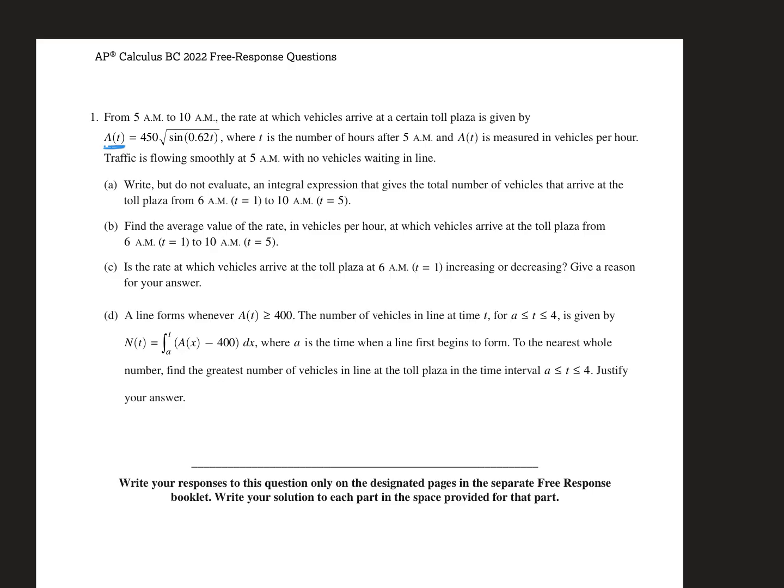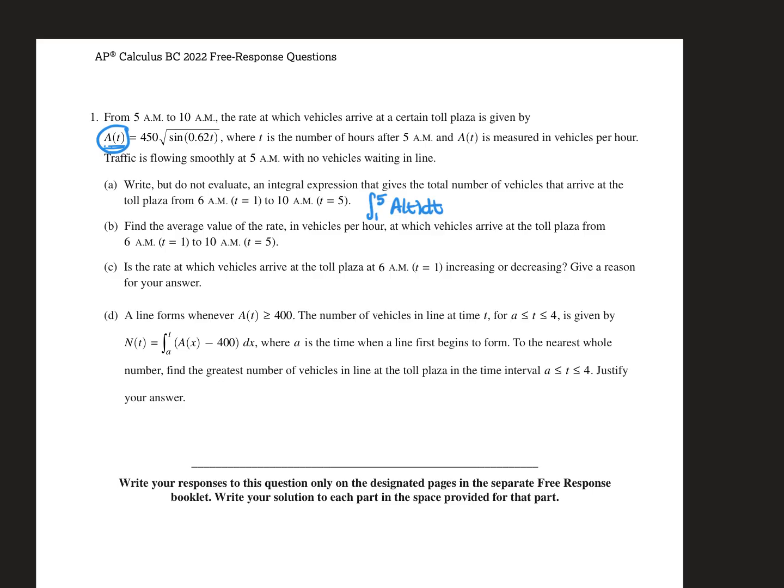Part A: write but do not evaluate an integral expression that gives the total number of vehicles that arrive between t equals 1 and t equals 5. Okay, remember what this was? A of t was the rate at which vehicles are entering. So if we want the number of vehicles, we have to integrate the rate. So we integrate from 1 to 5 of A of t dt. They asked us to write but not evaluate. We could have evaluated that, but it didn't tell us to.